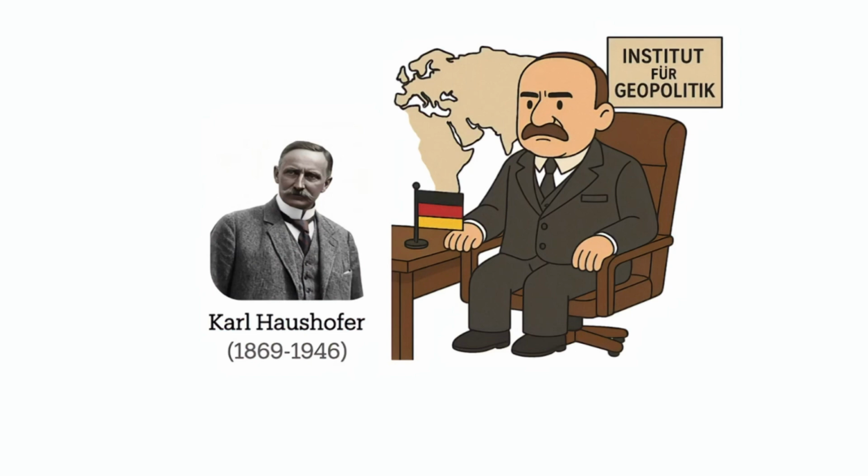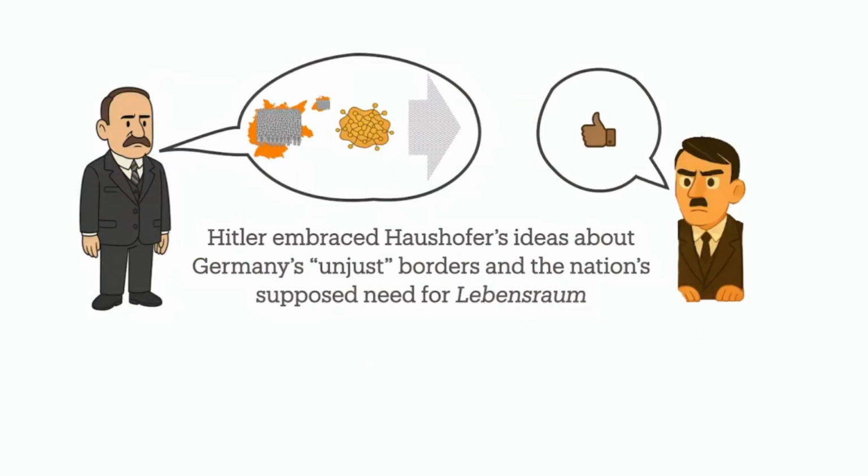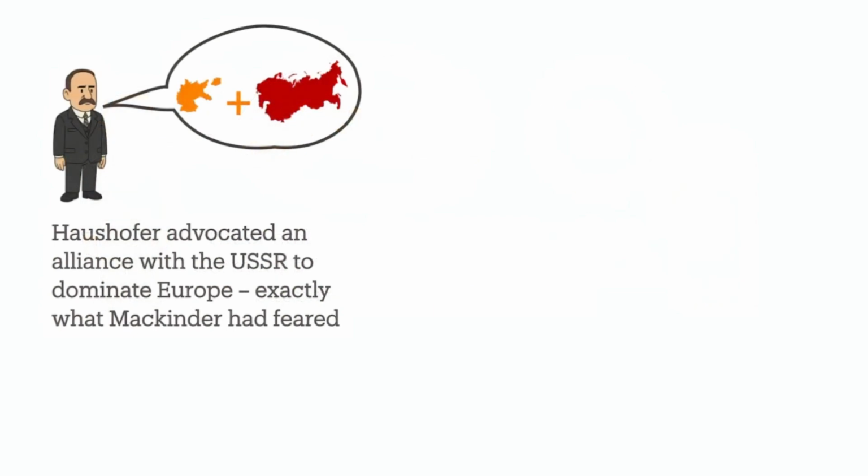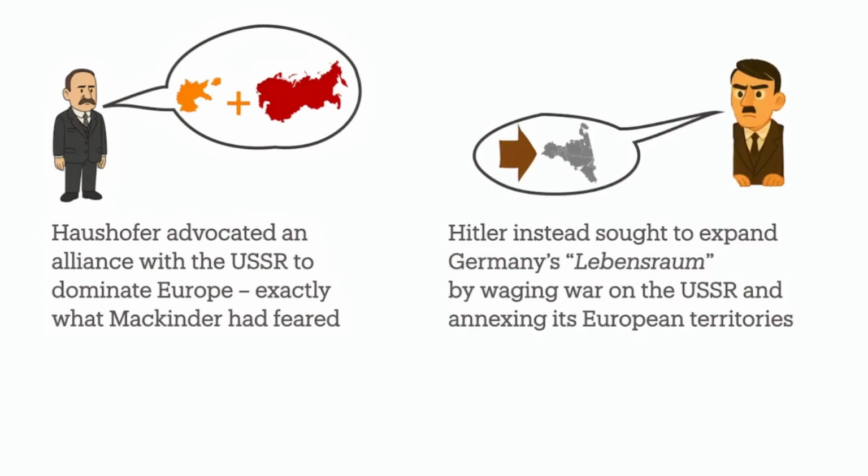Here we meet Karl Haushofer, a German officer and scholar who popularized geopolitics between the world wars. Adopting Ratzel's idea of Lebensraum, Haushofer portrayed post-World War I Germany as cramped and unjustly confined, in need of eastward expansion. Here you see how Hitler took that language of unjust borders and living space and used it to legitimize his aggressive conquest in Eastern Europe. But instead of Haushofer's preferred alliance with the USSR, Nazi Germany attacked the USSR to seize new territory.